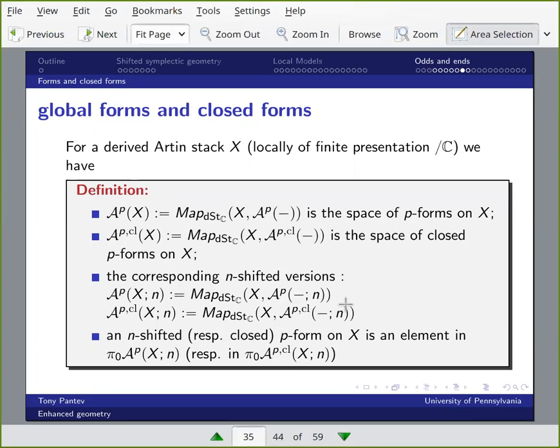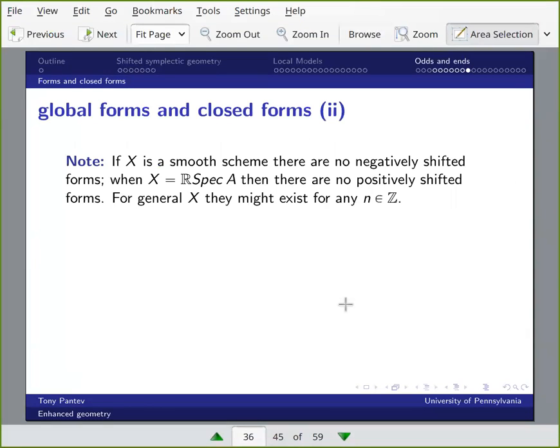And you can define a space of P forms or a complex of P forms, a space of closed P forms, a space of n-shifted P forms, a space of closed n-shifted P forms. And then the actual forms are just paths in those spaces, or connected components in those spaces, or degree 0 cohomologies in the corresponding complexes. And so let me just give you some examples so that you get a sense of what's going on.